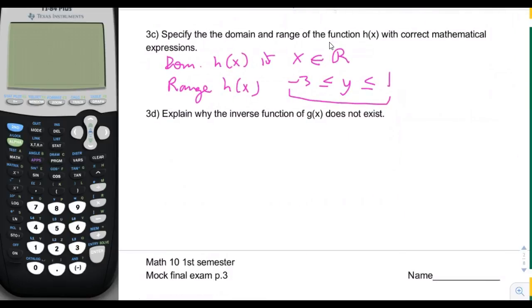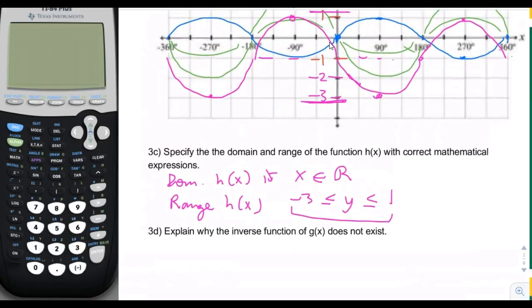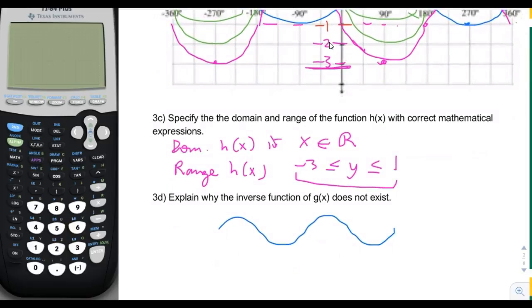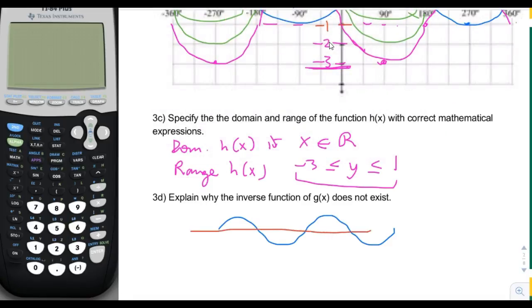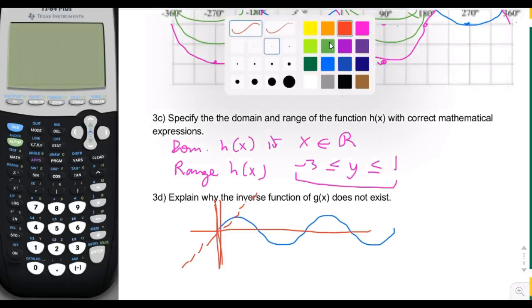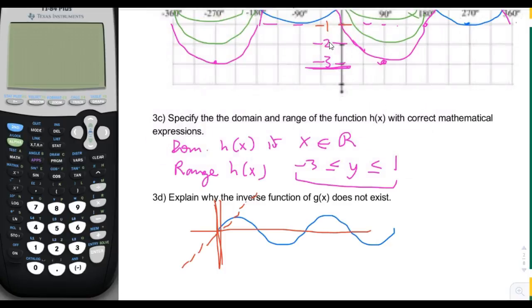3D. Explain why the inverse function of g of x does not exist. Okay. Remember that the function g of x is the blue function. So the blue function kind of looks like this, and it goes on forever, right? Now, the reason why the inverse function of this does not exist is, remember that one of the ways that you can find the inverse function is you could take this function and you could reflect it about a certain line, which is the y equals x line. If you reflect this blue function about this red line, then you get a new function. Let's call it this brown function. And it's going to look kind of like this.